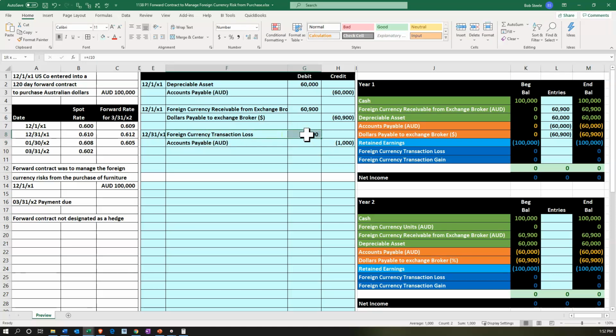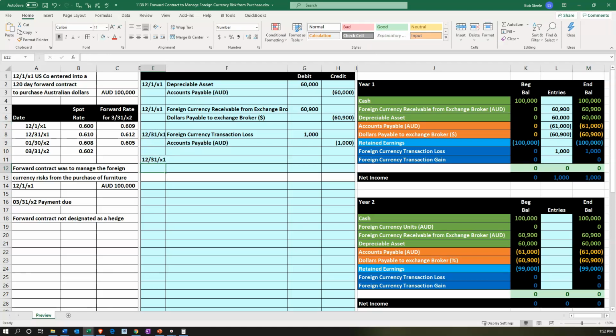Let's record this out. We got the debit going to the loss. So we have this loss of the 1,000. The other side going to the payable. Double clicking on the payable, going to the end of it, plus picking up that 1,000. Now we're at the 61,000, and that of course is the current value that we owe in US dollar equivalents. Now we're going to do the same kind of thing for our forward contract.